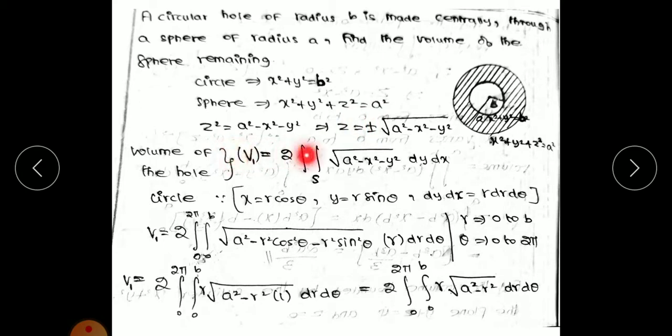So from that we can find the limits first. z squared equal to a squared minus x squared minus y squared. From that, z equal to plus or minus root of that expression. So the volume of the hole can be written as v1 equal to 2 into the double integral over s of z dy dx.